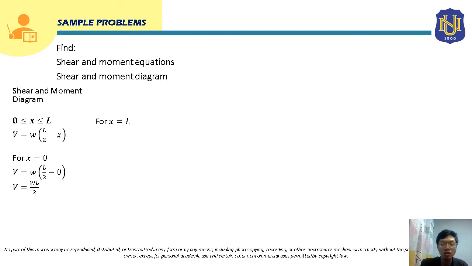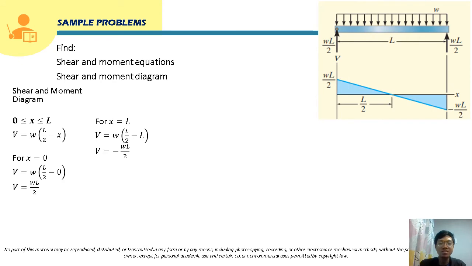And also, class, let's determine the shear force at x equal to L. For x equal to L, we'll just substitute this L for the value of x in our shear equation. So this will become W times the quantity L over 2 minus L. We know that L over 2 minus L is negative L over 2, right? So the shear at distance x equal to L will be negative WL over 2.